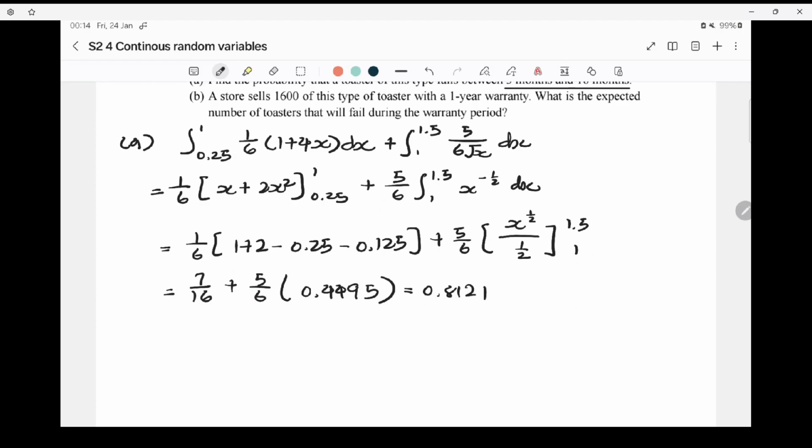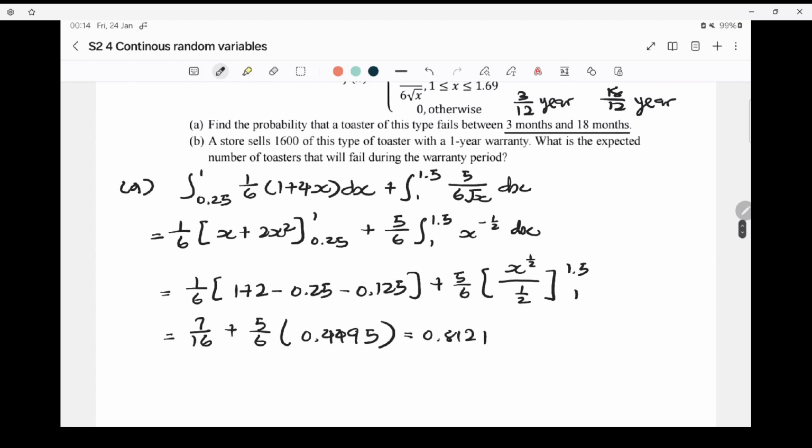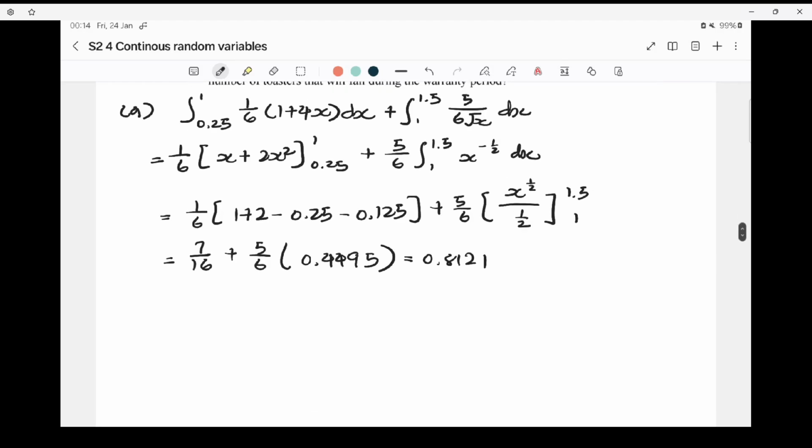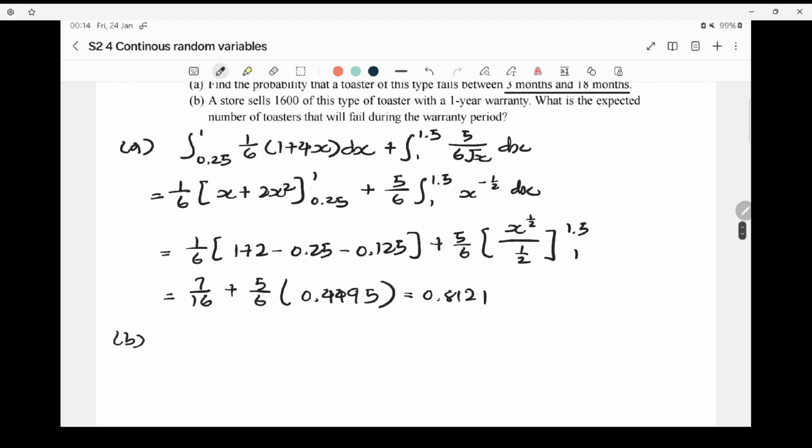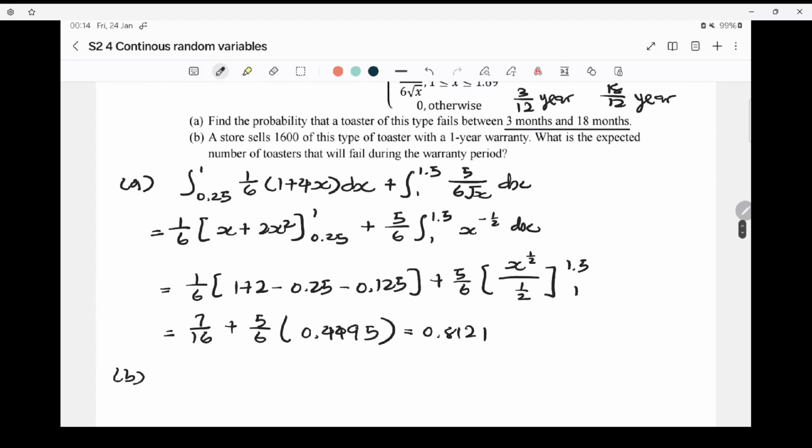0.8121. Okay, so that's how you find the answer for part A. Part B: a store sells 1006 of this type, with a 1 year warranty. What is the expected number of toasters that will fail? So for part B, first you need to find what happens after 1 year.